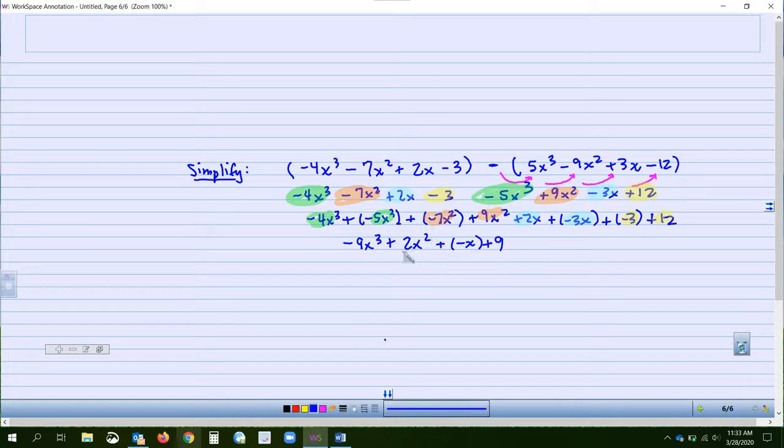All right, and now we're going to clean that up a little bit, because even though I said I was changing everything to addition, when we're done, if we have an adding of a negative, we change that back to subtraction. So my final answer is going to be negative 9x to the third plus 2x squared minus x, because subtracting a negative is the same as adding a negative is the same as subtracting a positive, plus 9. So this 4-term polynomial, not plus, actually minus this 4-term polynomial, ends up being this one. We have simplified by subtracting these polynomials.